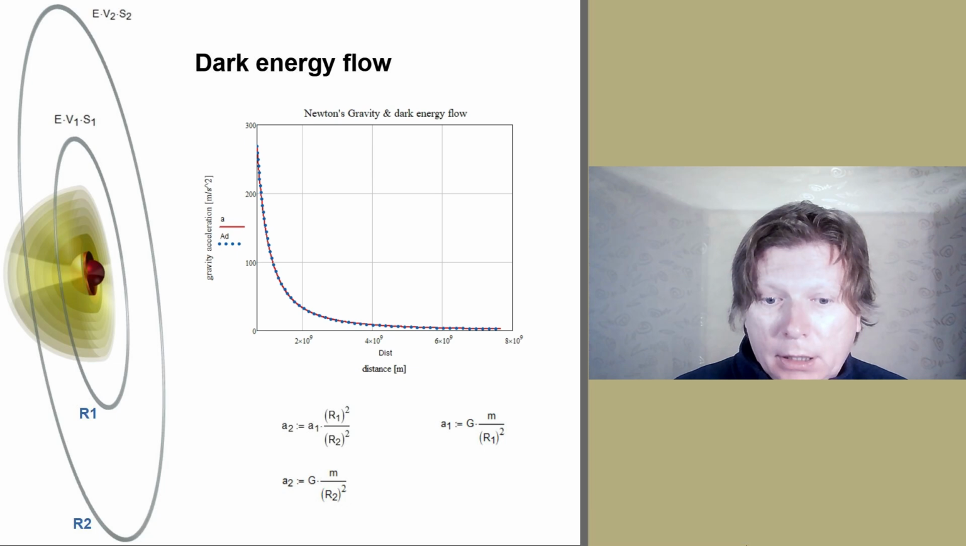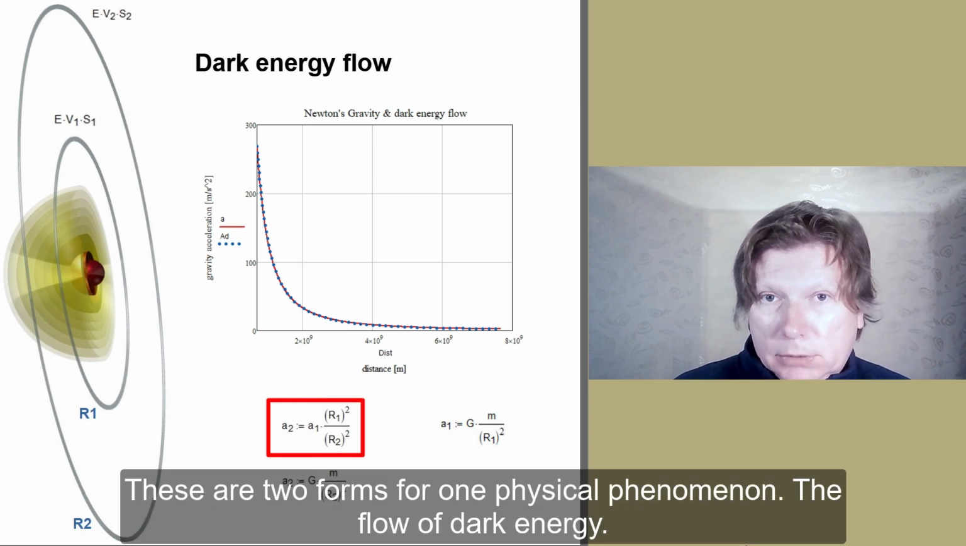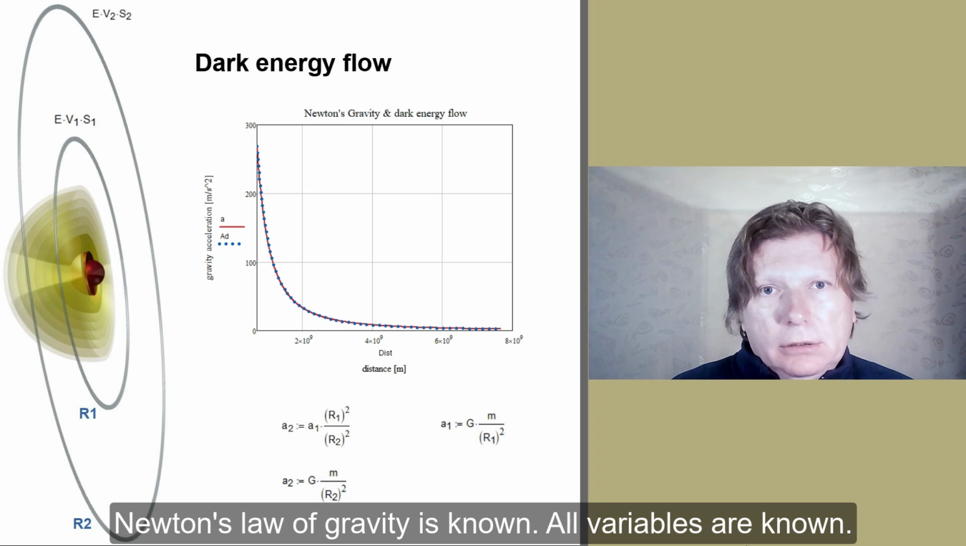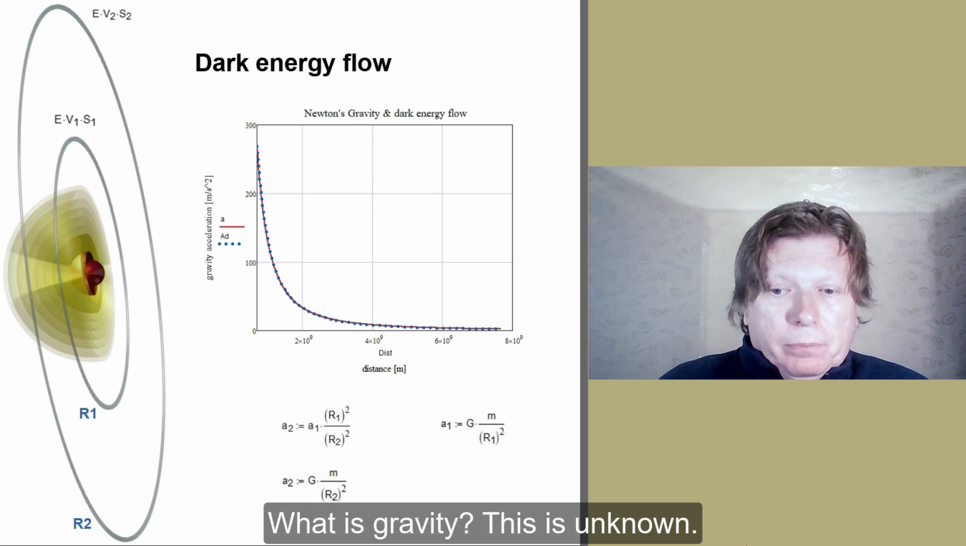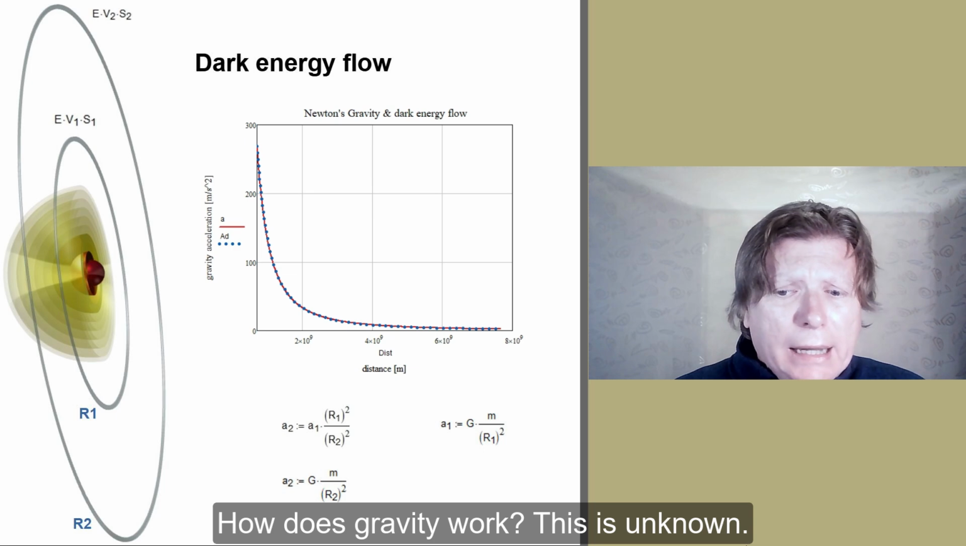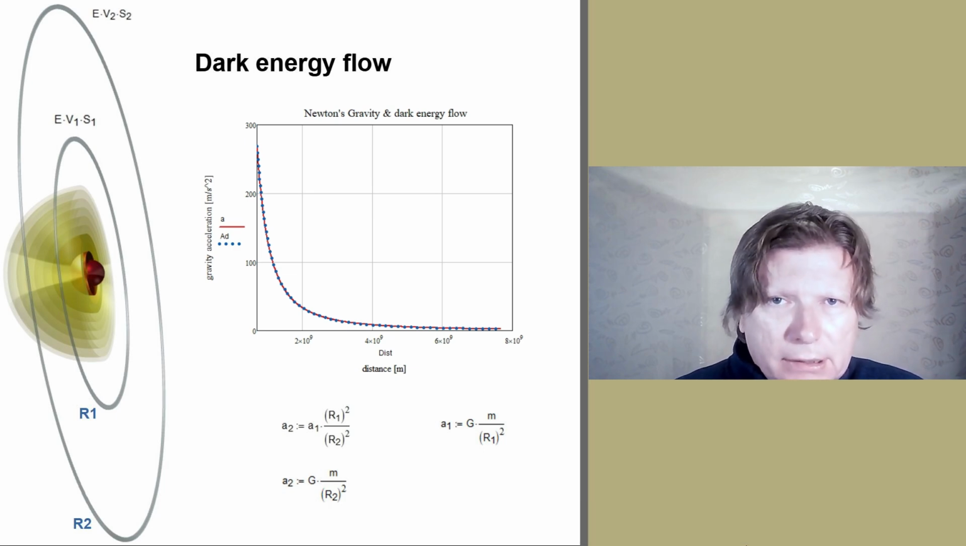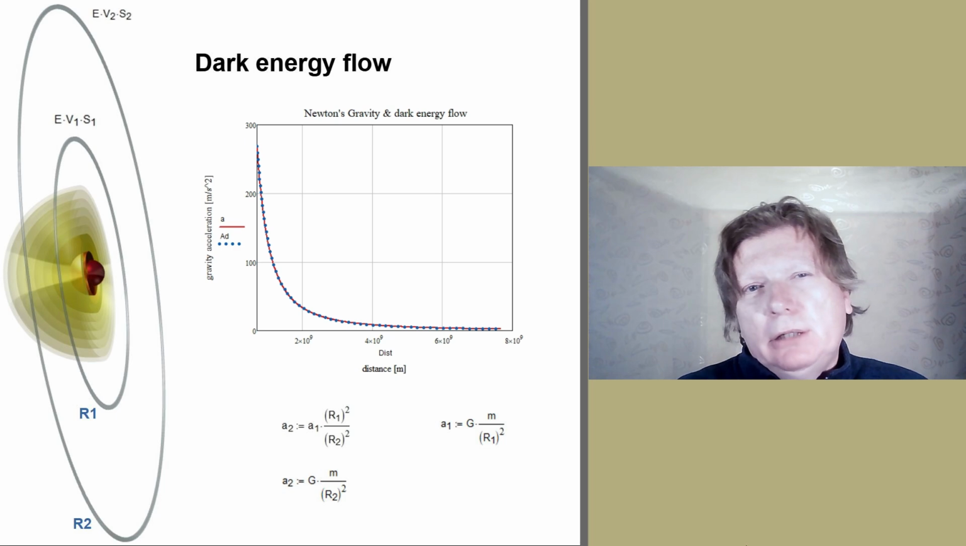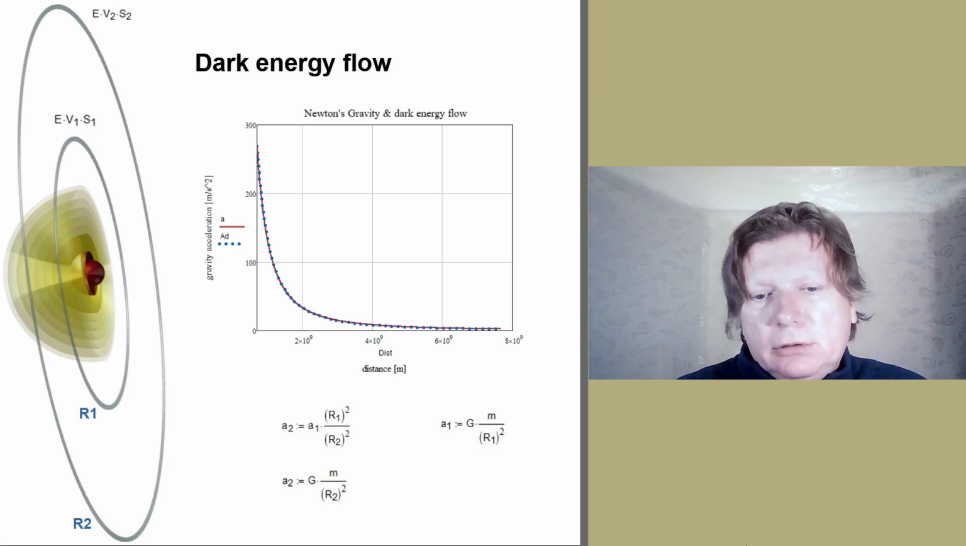These are two forms for one physical phenomenon, the flow of dark energy. Newton's law of gravity is known. Wartość oddaje dokładnie takie same. All variables are known. I o ile w prawie powszechnego ciążenia Newtona, what is gravity? This is unknown. How does gravity work? This is unknown. Wiadomo, czym są poszczególne zmienne, rzecz jasna, ale nie wiadomo, dlaczego akurat tak to jest skonstruowane.